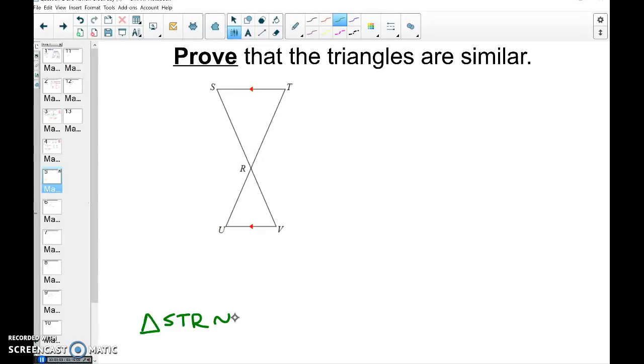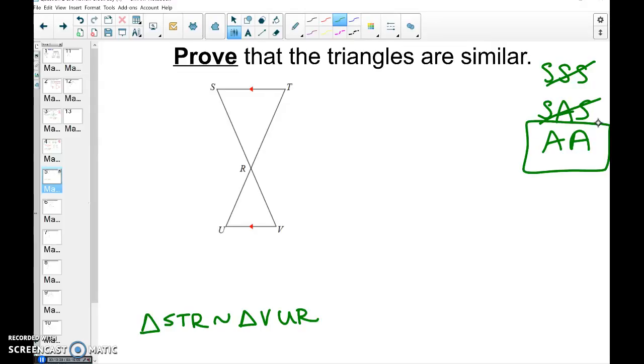We're trying to prove that STR is similar to VUR. That's our goal. So let's check out our options. Remember I said, unless they give you sides, you can't use sides. If I look at my picture, no numbers are there anywhere at all, which means SSS is out and SAS is out. You gotta have the sides given to you, otherwise you can't make the proportion. So I'm left with angle, angle.